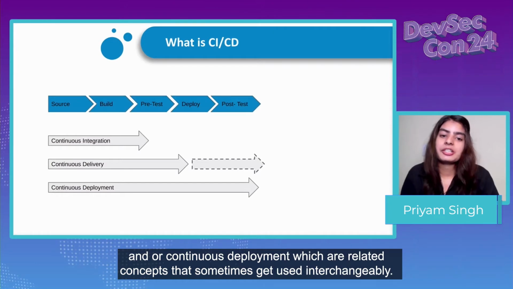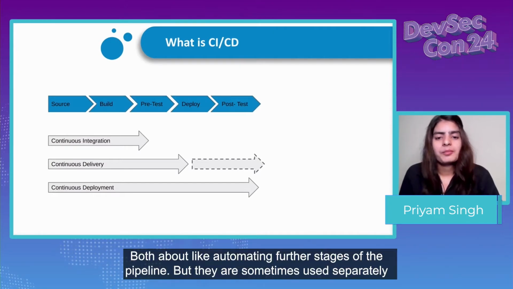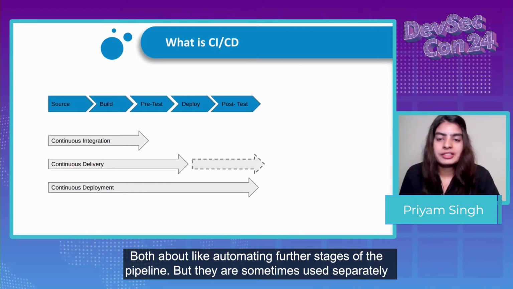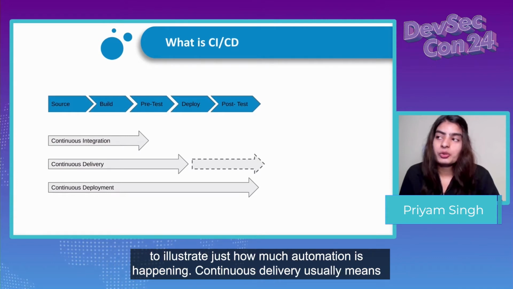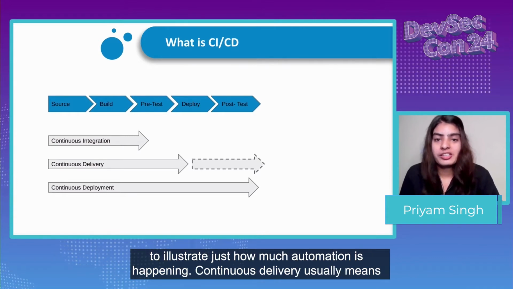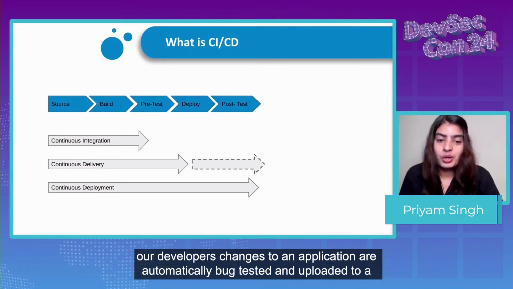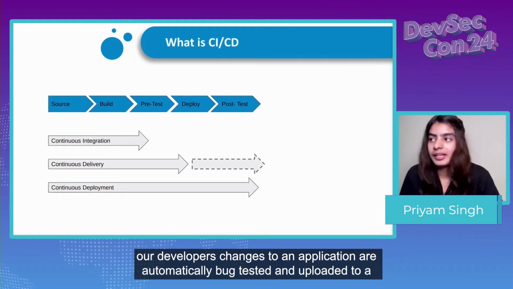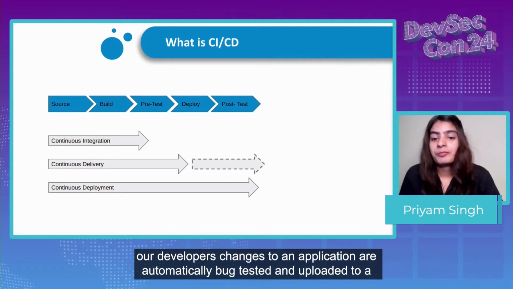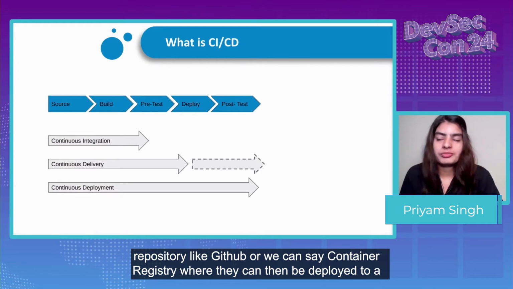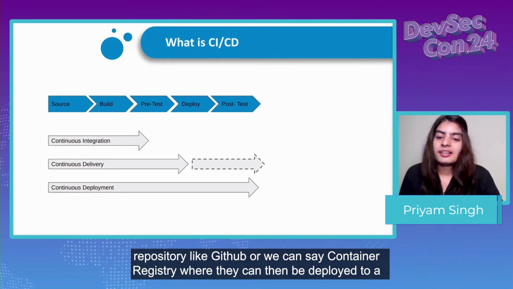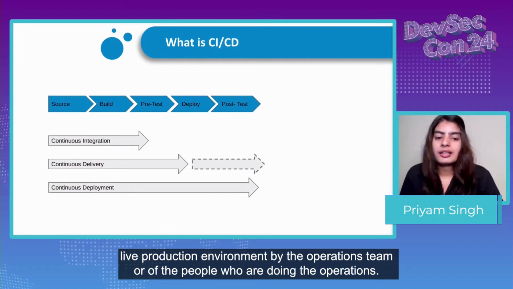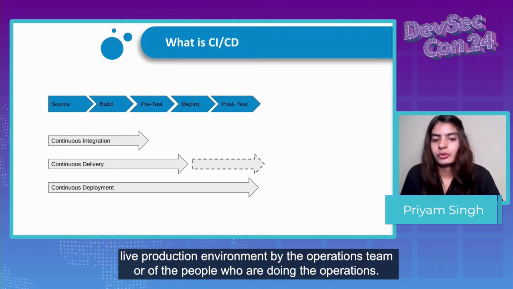that sometimes get used interchangeably, both about automating further stages of the pipeline. But they are sometimes used separately to illustrate just how much automation is happening. Continuous delivery usually means a developer's changes to an application are automatically bug tested and uploaded to a repository like GitHub, or a container registry, where they can then be deployed to a live production environment by the operations team.